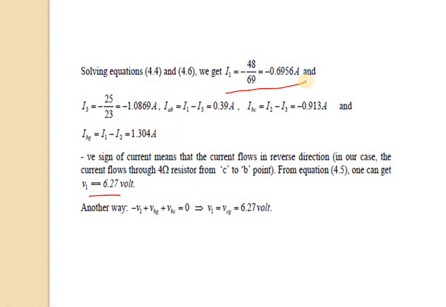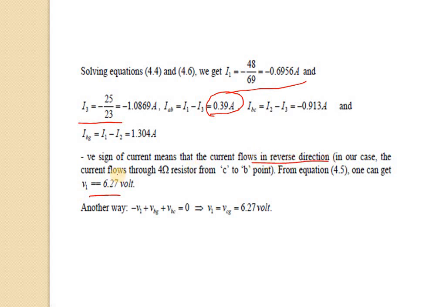I1 equals minus 0.6956, and I3 equals minus 1.0869. So we have to calculate IAB, that means IA minus IB, that is I1 minus I3. So our result is 0.39. That is our answer. Considering the negative sign of current means that the current flows in the reverse direction here.